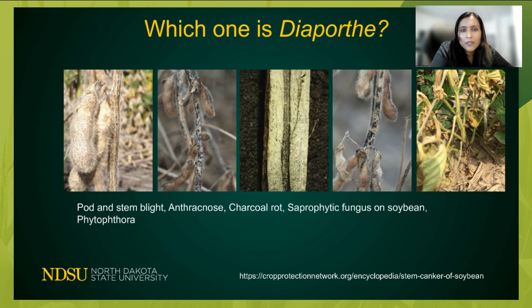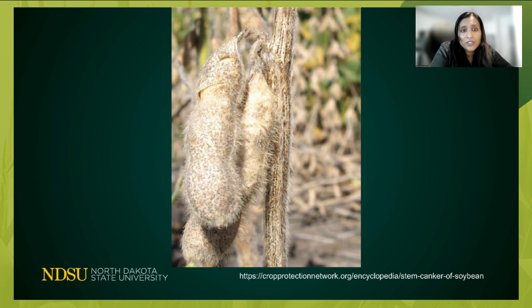Especially that late into the season. A lot of the diseases that I have mentioned here, with the exception of Phytophthora, which can occur anytime during the growing season, many of the others, bottom stem blight, anthracnose, charcoal rot, or even the saprophytic fungus, all happen as the soybean enters the advanced stage. So the answer to this question is the first picture right here. That is your Diaporthe disease.